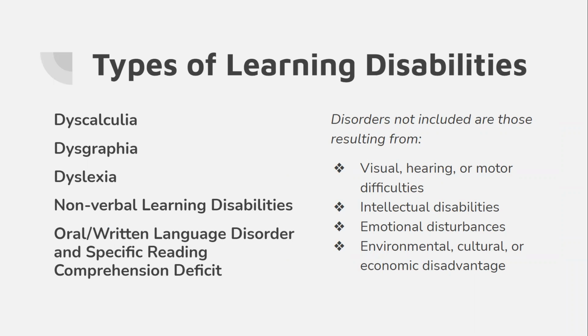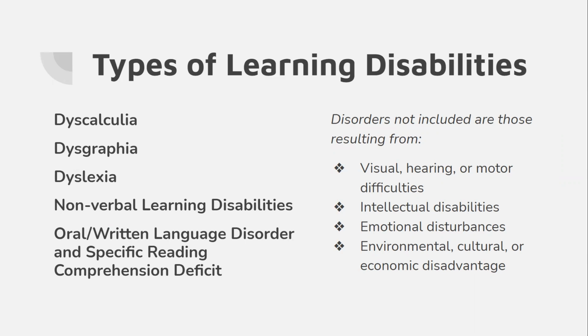The types of learning disabilities that are identified by IDEA include dyscalculia. That affects a person's ability to understand numbers and learn math facts. Dysgraphia, that affects a person's handwriting ability and fine motor skills. Dyslexia affects reading and related language-based processing skills. Nonverbal learning disabilities present difficulty in interpreting nonverbal cues like facial expressions or body language. Students may also have poor coordination.